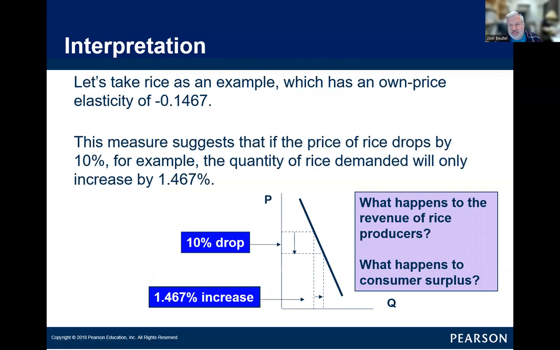So let's take rice as an example, which has an own price elasticity of demand of 0.1467, which means this is something that people need. So this measure suggests that if the price of rice drops by 10%, the quantity of rice demanded would only increase by 1.467%, right? So pretty useful metric in terms of making this relationship.